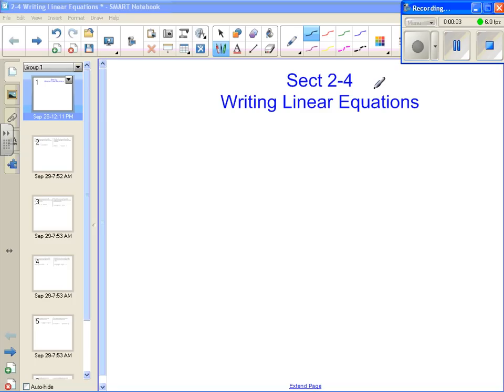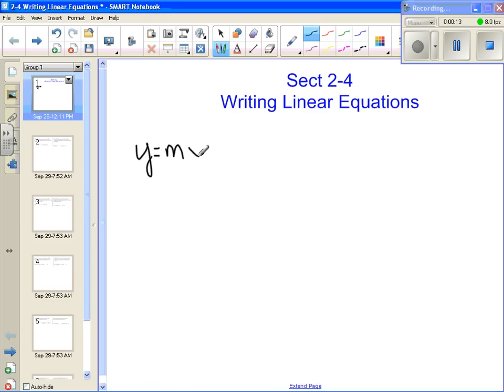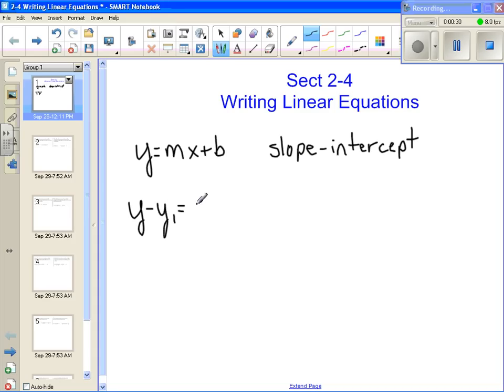All right, today we're going to be writing linear equations, and we're going to be using two forms of the line. One is y equals mx plus b, which is slope-intercept form. So that will be one. The other is called point-slope form, and it looks like this. y minus y1 equals m times x minus x1. This is called point-slope form.